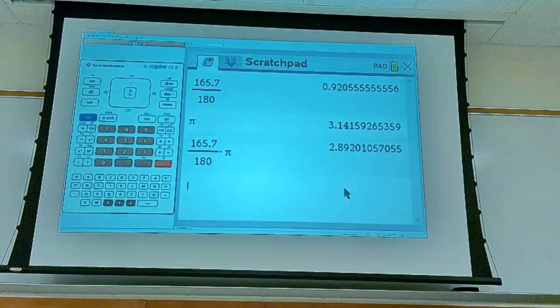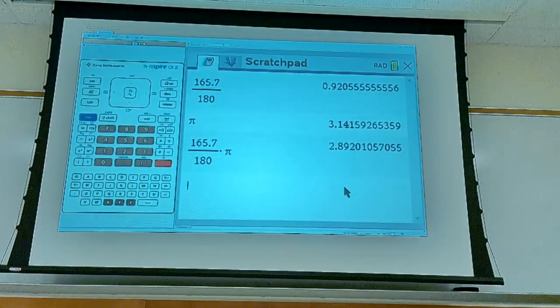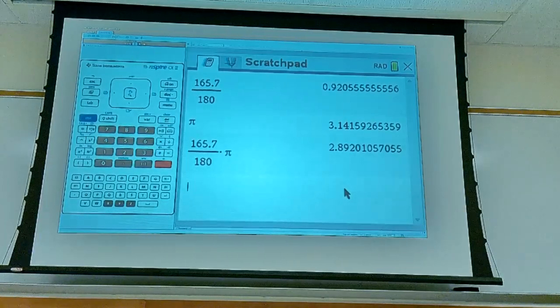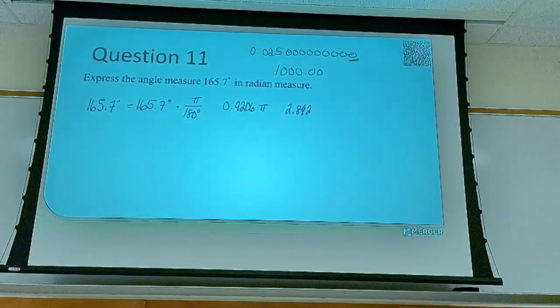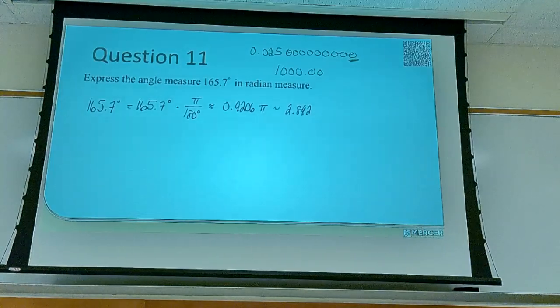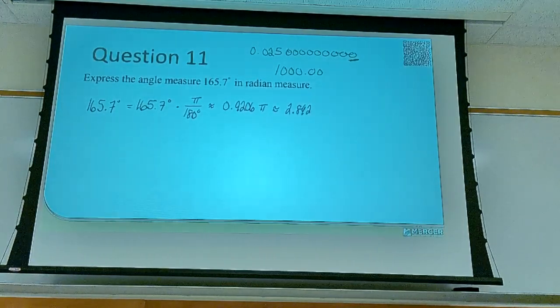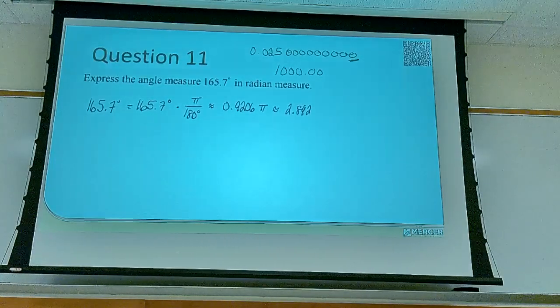Now, again, I technically shouldn't be using equals here. You put the little squiggly lines. These should be approximations. Not that huge of a stickler.